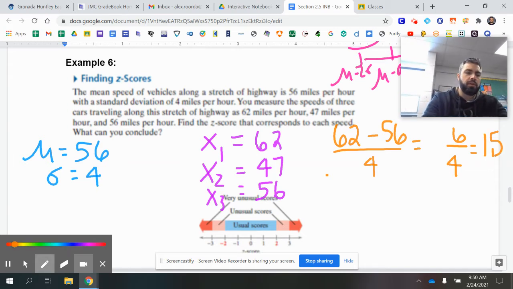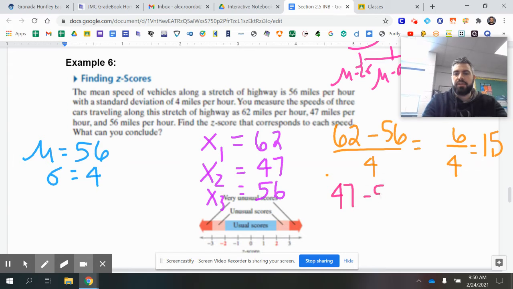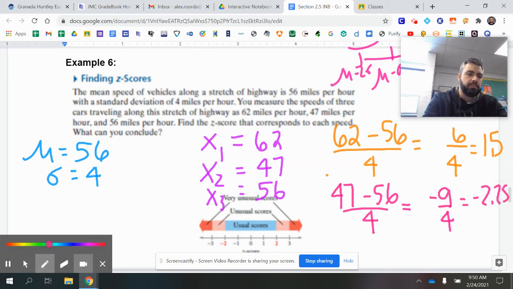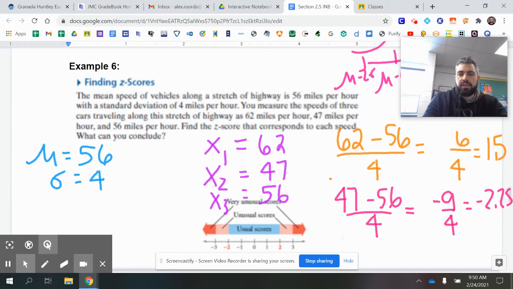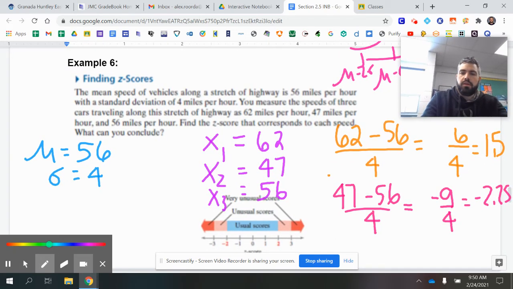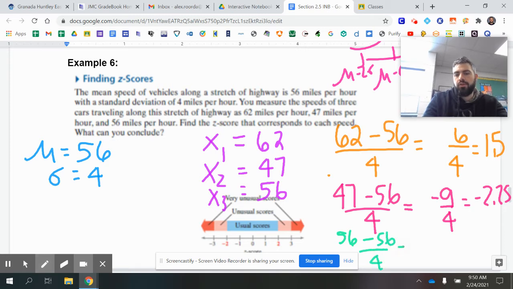Let's find the next one. Okay, this is going to be of X2. All right, so we'll take 47 minus 56, divided by 4. And so that would be negative 9 over 4, which is negative 2.25. Okay, and then finally the last one, 56 minus 56 over 4. Well, that's just 0 over 4, which is 0.